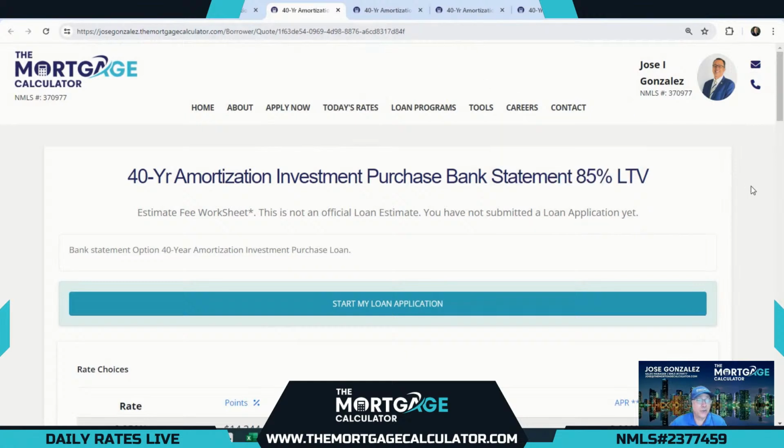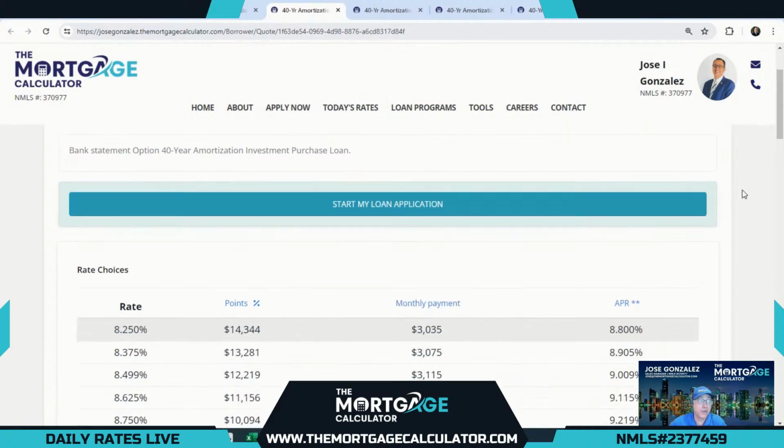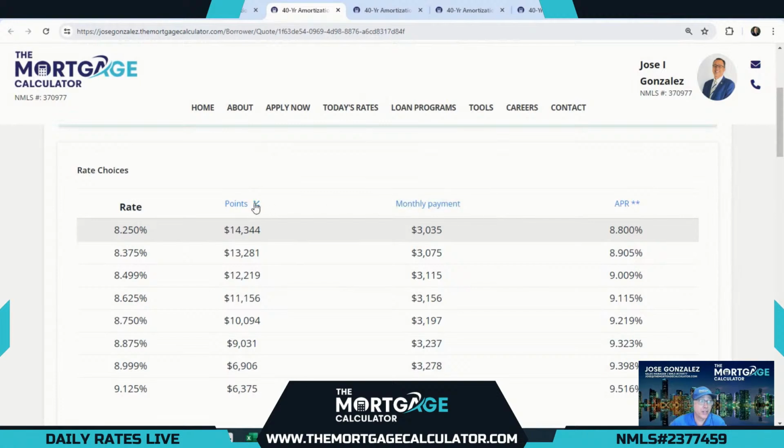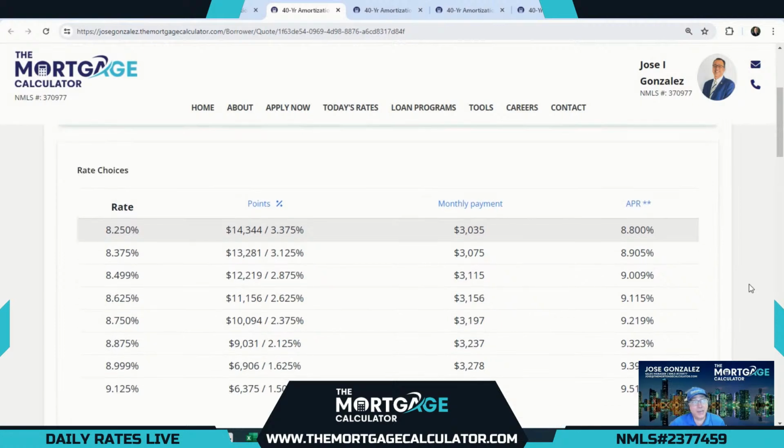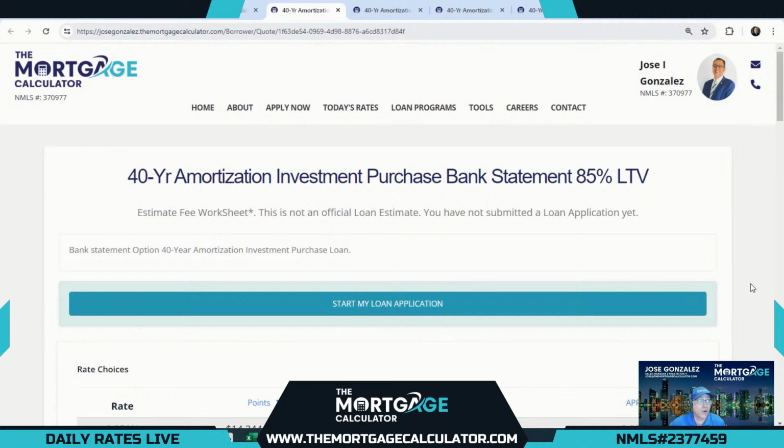And now let's go for some investment properties here. We're going to show our bank statement option, 85% LTV, 40-year amortization, and 9.125, amazing option there, lowest cost option. And our lowest rate option, you can buy it down all the way to 8.25%. So that's pretty amazing there for our 40-year amortization bank statement purchase investment, 85%.